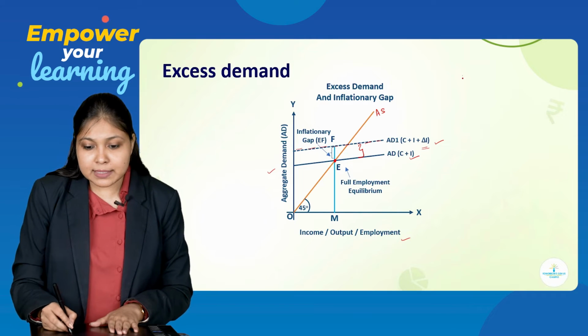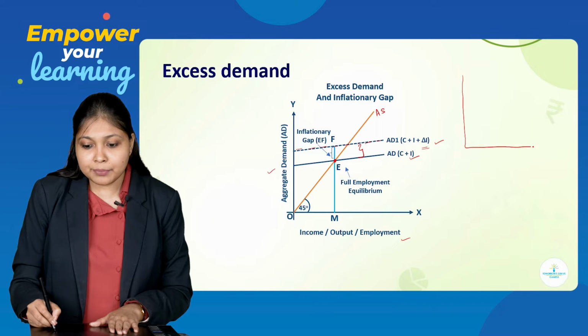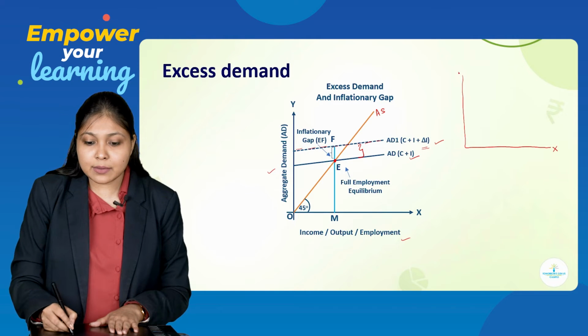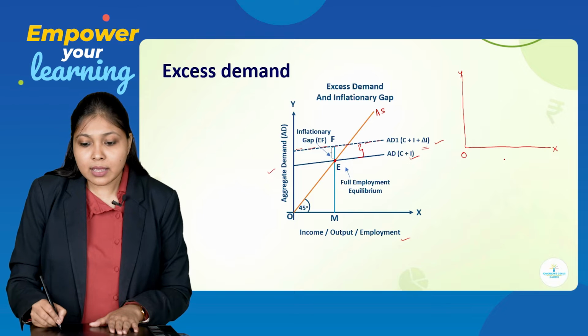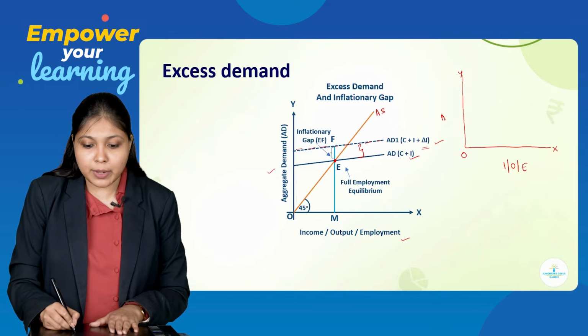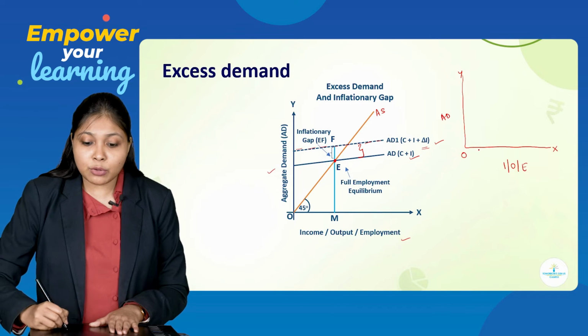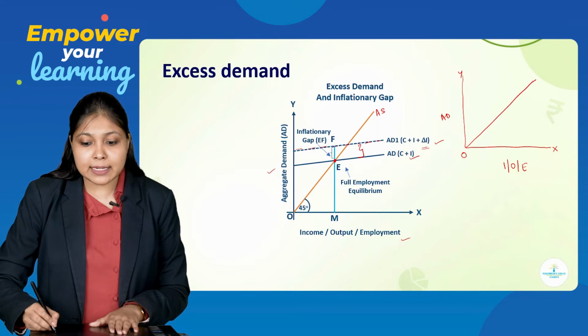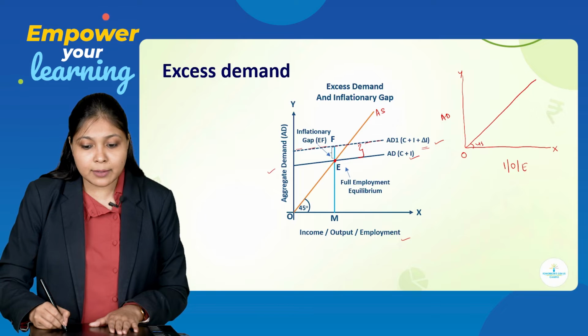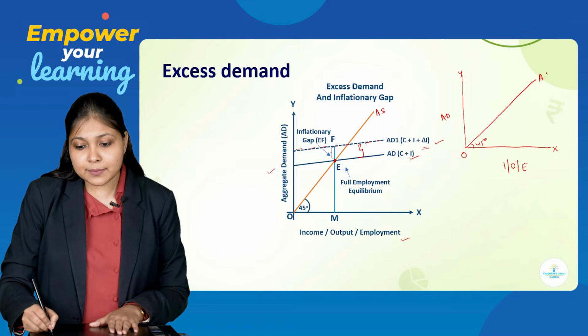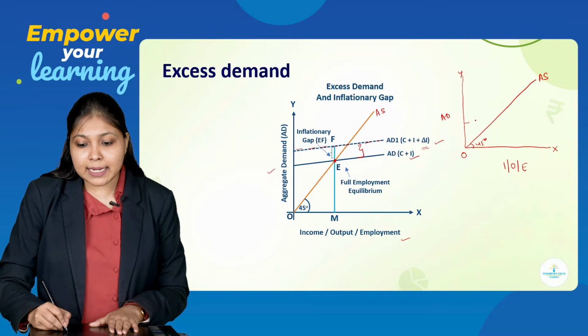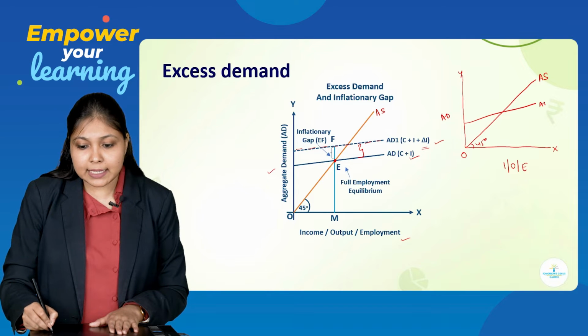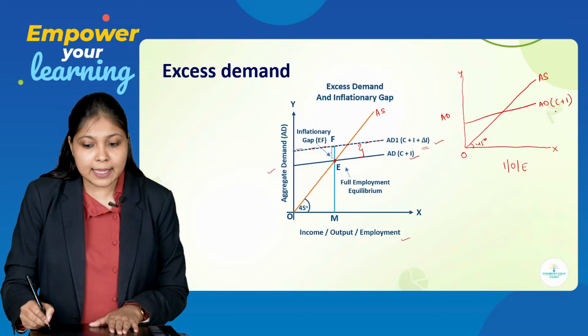In a very simple sense, if we want to draw the diagram, this is x-axis, y-axis, origin. This will show income, output and employment. This will show aggregate demand. We know what is the curve of aggregate supply. It is a 45-degree angle. So, this is my AS. Then comes my AD. So, this is my AD. AD is nothing but C plus I.